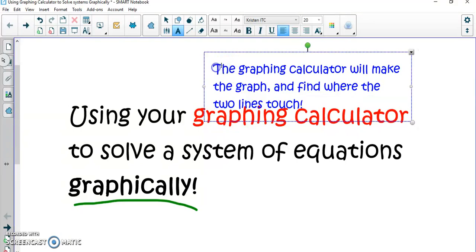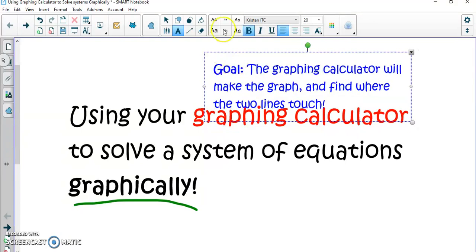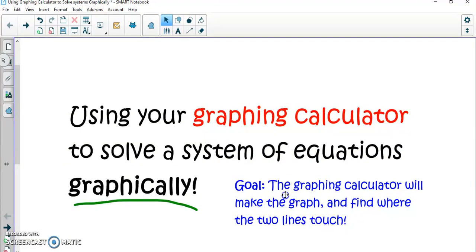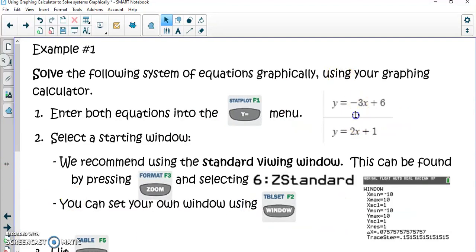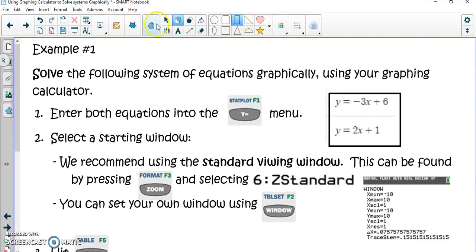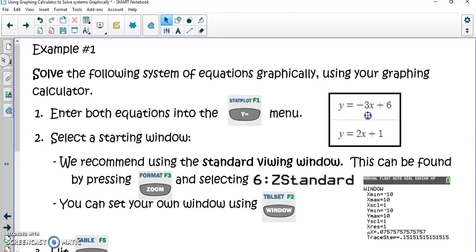So the goal of this, which I'm just labeling, is the same goal that we'd had if we were doing it by hand, but this time we're going to have the calculator do all the work. So we have a list of steps here. We're going to go through it together. We're going to use this as our example. So let's say we had to solve this system graphically using our graphing calculator.